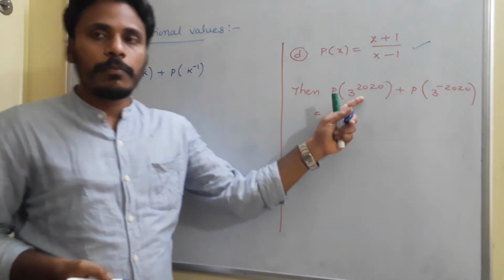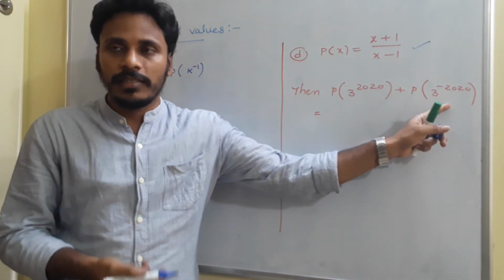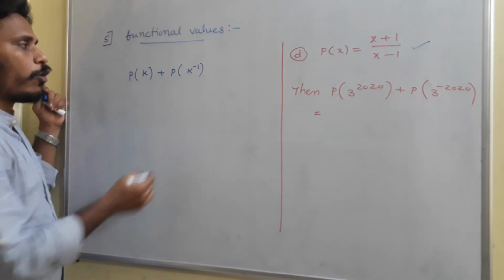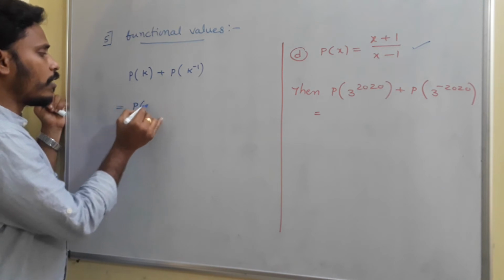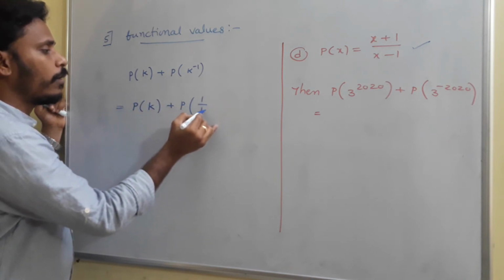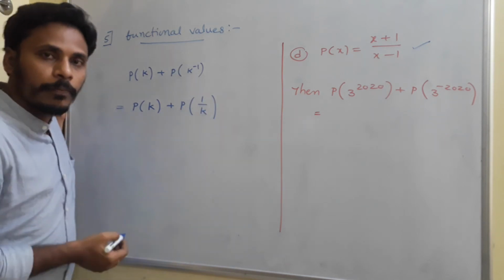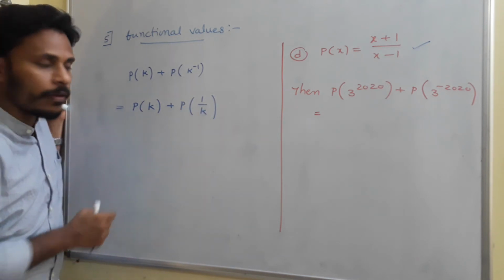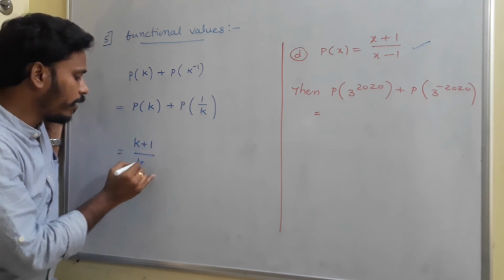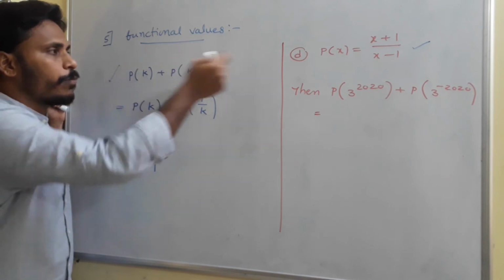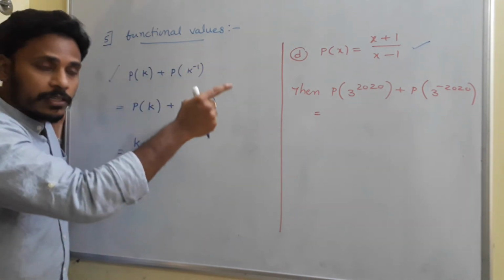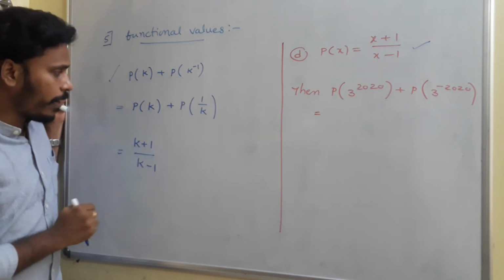Why? Because if this is some constant k, this value is the same constant to the power minus 1. So you just try to calculate p of k plus p of k power minus 1. This is simply p of k plus p of 1 by k. Okay. And what to say about this p of k? This p of k is simply nothing but k plus 1 divided by k minus 1, because p of x is x plus 1 by x minus 1. So for p of k, replace x with k. So k plus 1 by k minus 1.